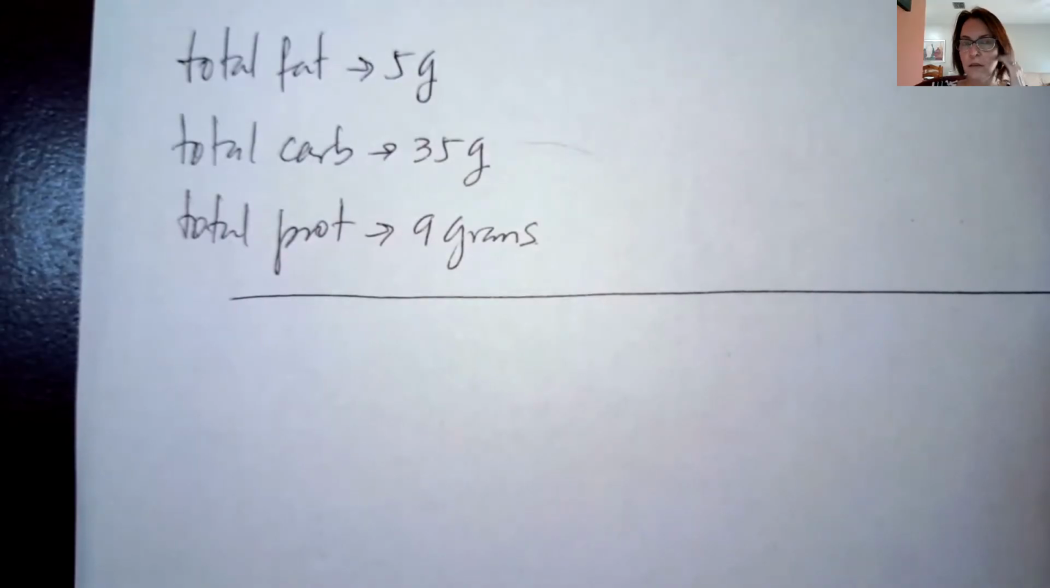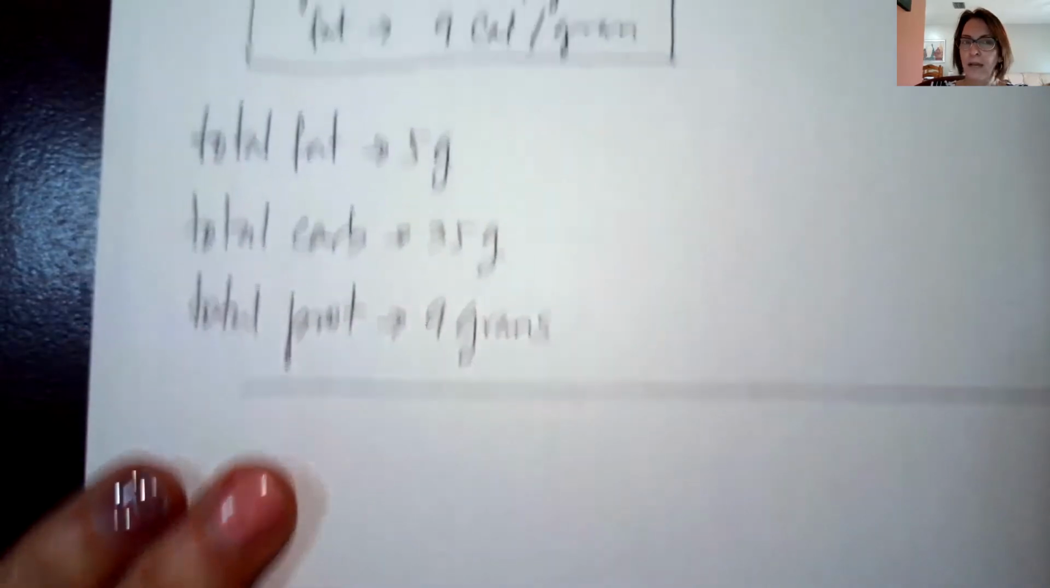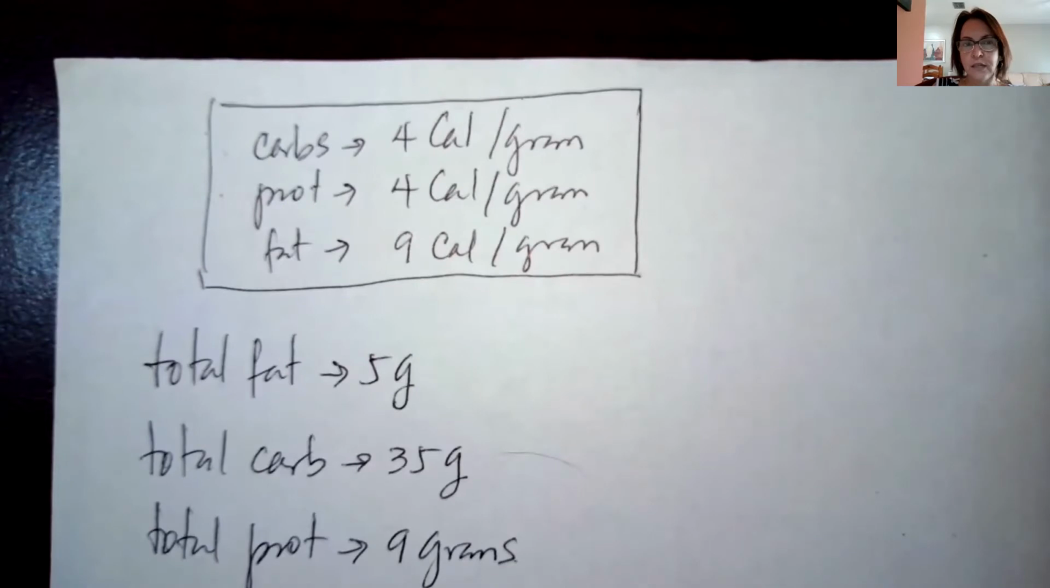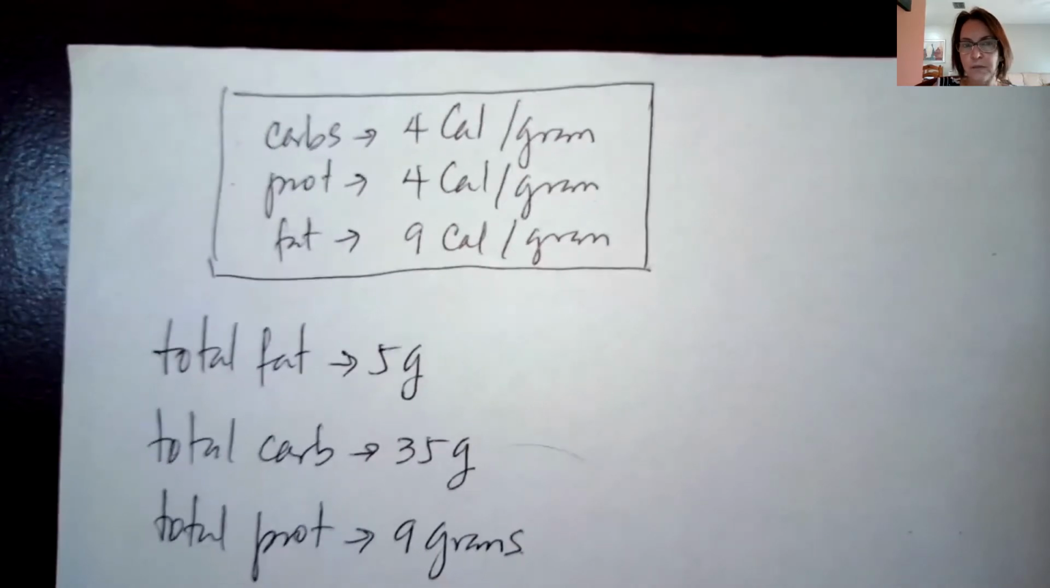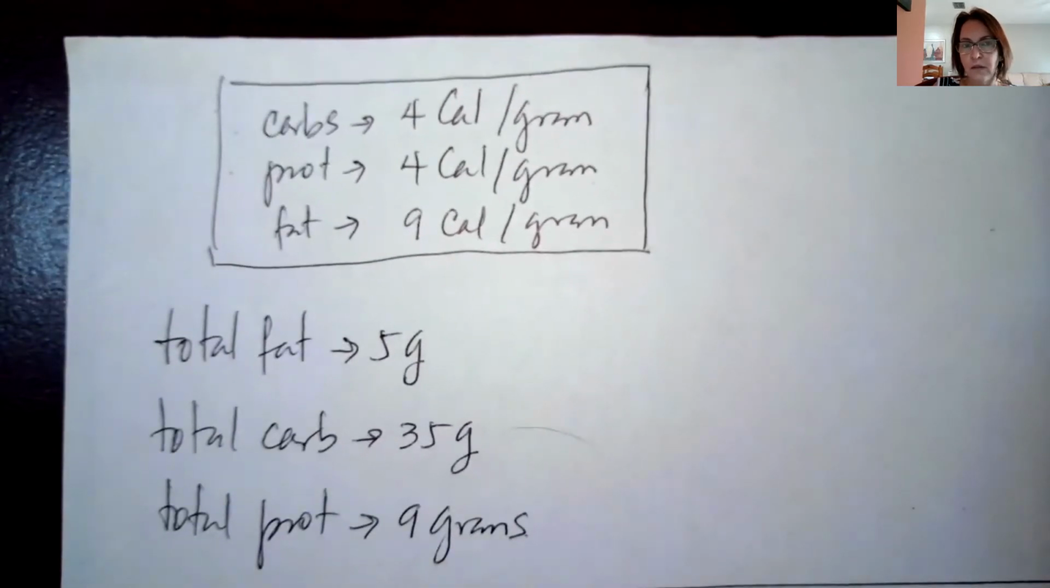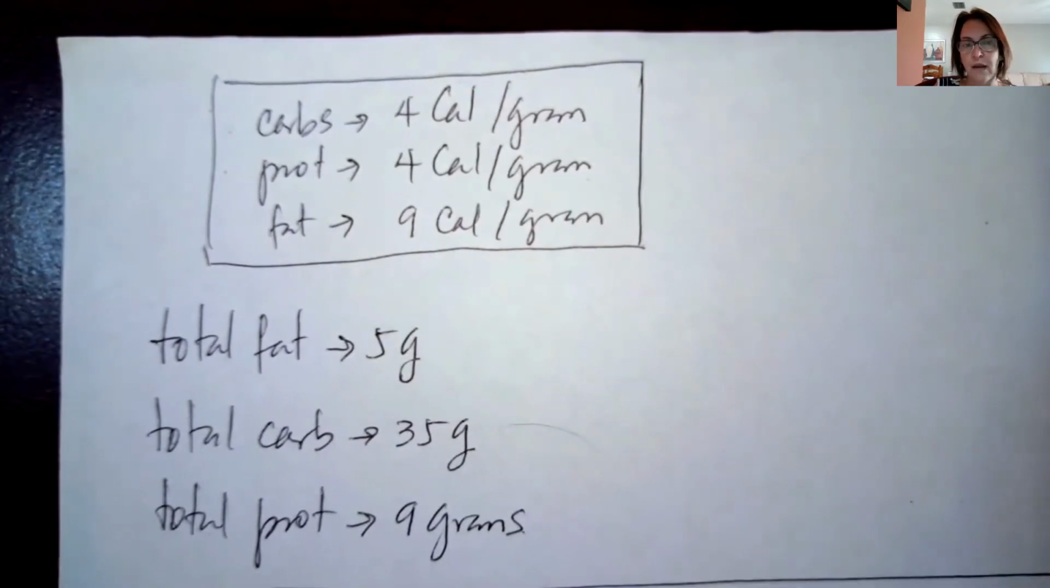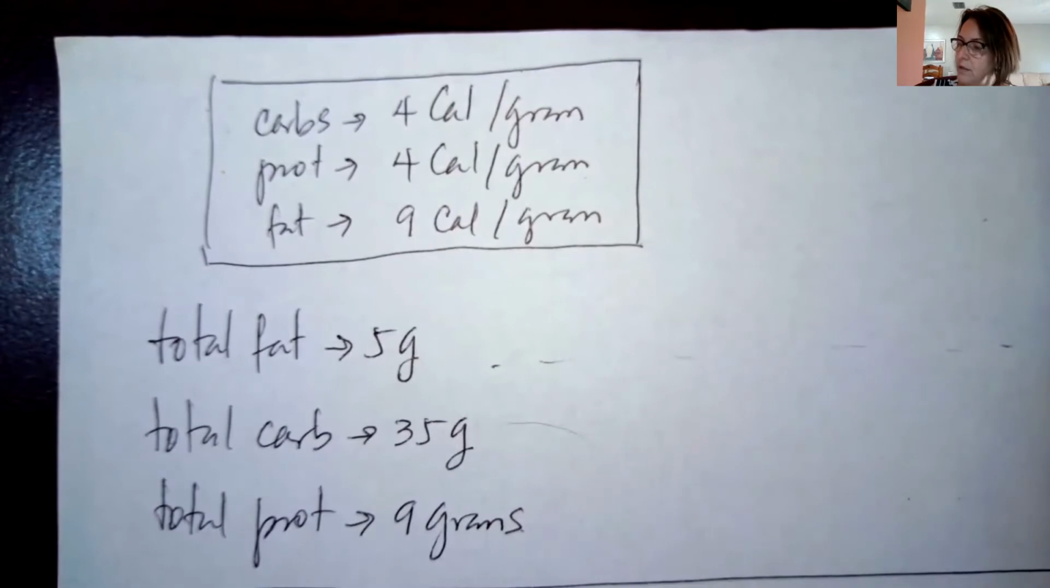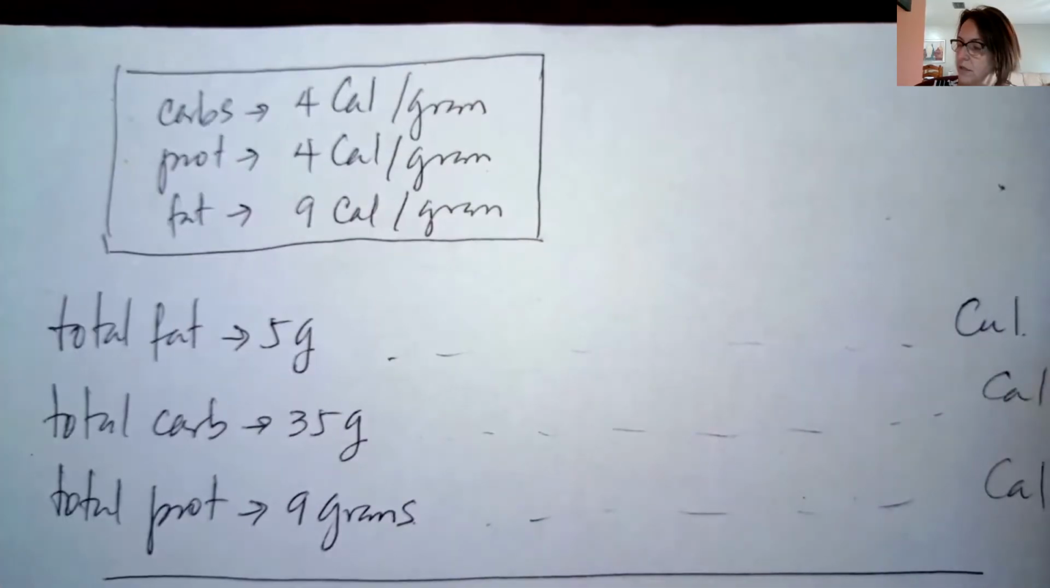Total fats is 5 grams, total carbs 35, and total proteins 9 grams. And the calorie content is always 4 calories per gram in the case of carbs and proteins, and 9 calories per gram in the case of fat. So how do we convert this into calories to find total calories?